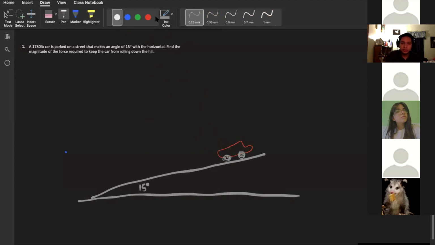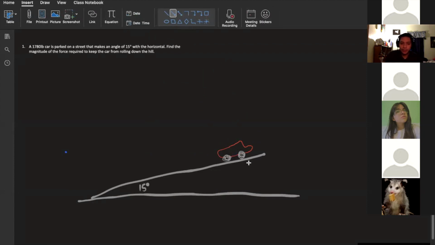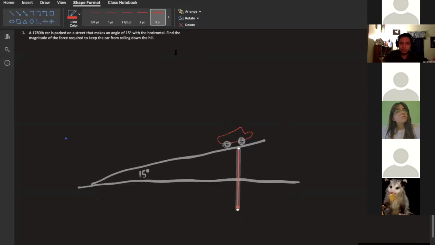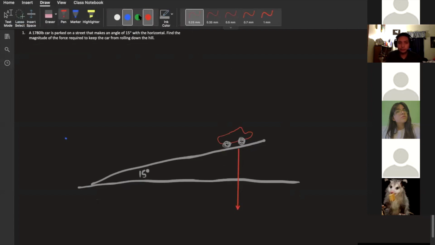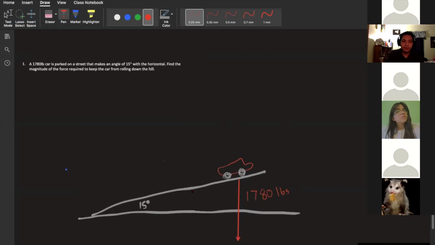That weighs how much? Well, this time we'll put this in red. The car weighs 1,780 pounds. So in other words, there's a vector of force acting on it, and this force is called gravity, acting on it with a force of 1,780 pounds. Okay? So the question is, find the magnitude of the force required to keep the car from rolling down the hill. In other words, what is stopping this car from rolling all the way back?